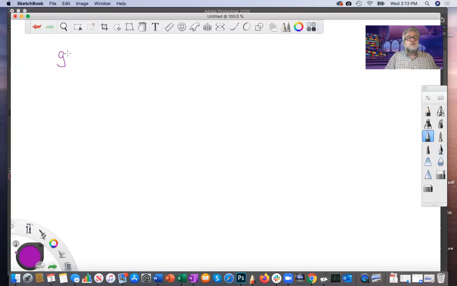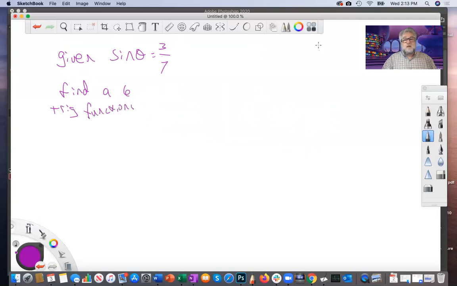Given sine theta is equal to 3/7, find all 6 trig functions. Okay, going to draw a picture. See, sine is positive, so it could happen in the first quadrant or the second quadrant. So we don't know, so I'm going to assume it's here.